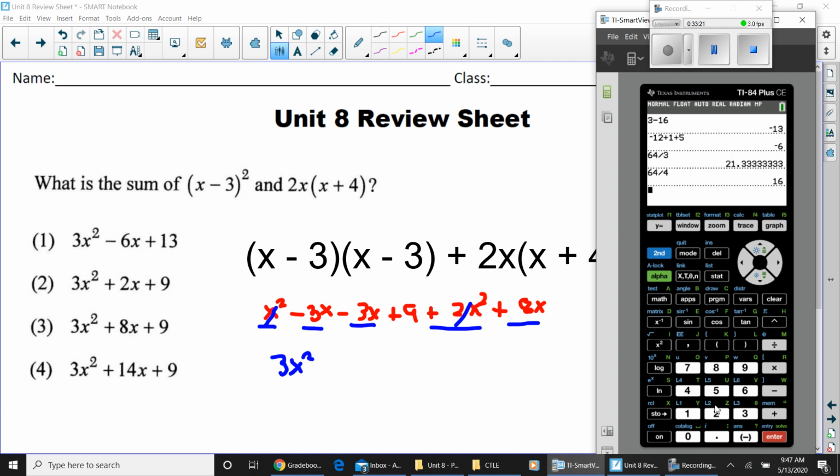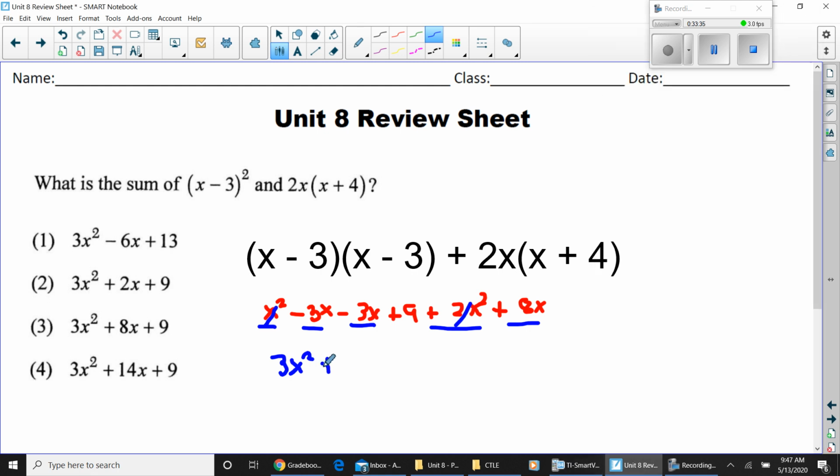So whenever I get confused, I go right to my calculator. Negative 3 minus 3 plus 8, and that is a 2x. Gone, gone, and gone. Then plus 9. So you're looking at your answer right here, number 2: 3x squared plus 2x plus 9.